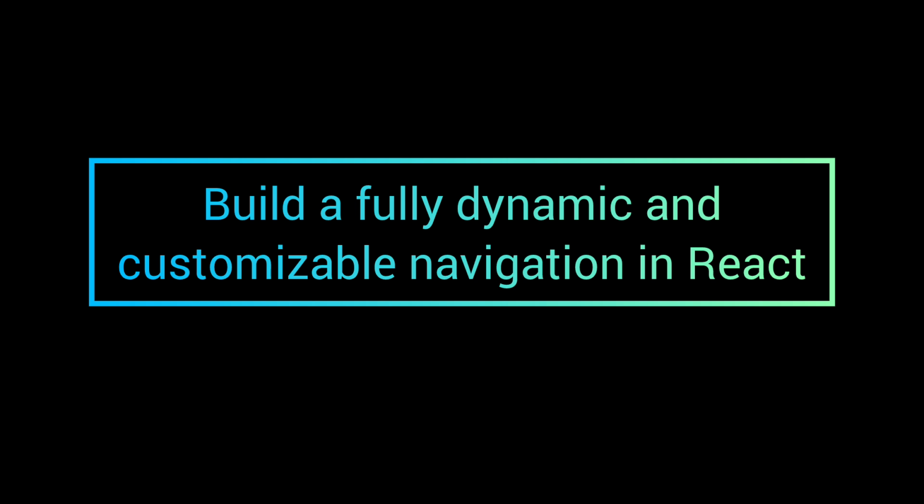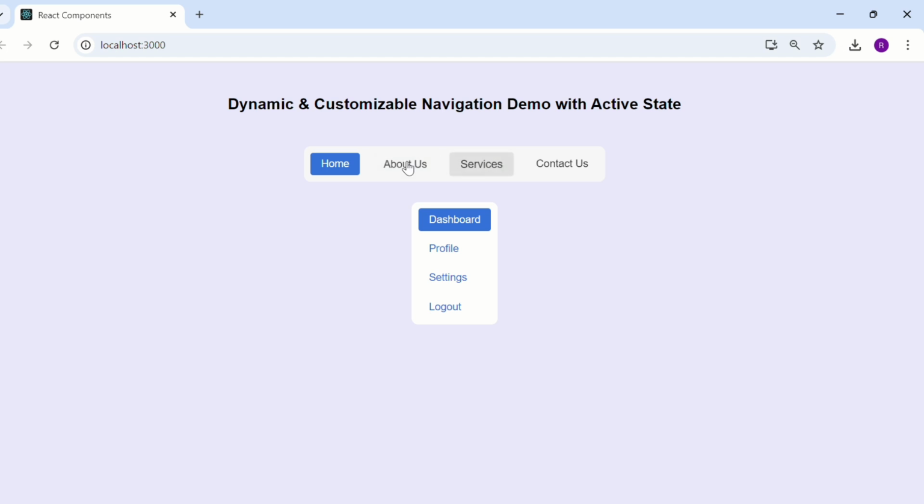In this video, I am going to build a fully dynamic and customizable navigation bar using React. Whether you need a sleek horizontal menu for your website or a powerful vertical sidebar, I've got you covered. We'll dive into active states, beautiful hover effects, and responsive designs, all in one simple reusable component. Watch till the end, because by the time we're done, you'll have the skills to make any navigation system not just functional but stunning. Let's jump in.